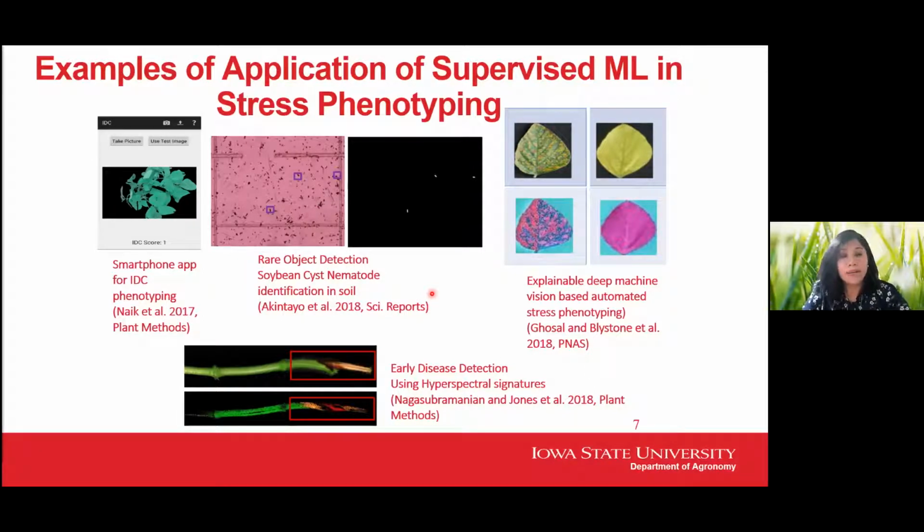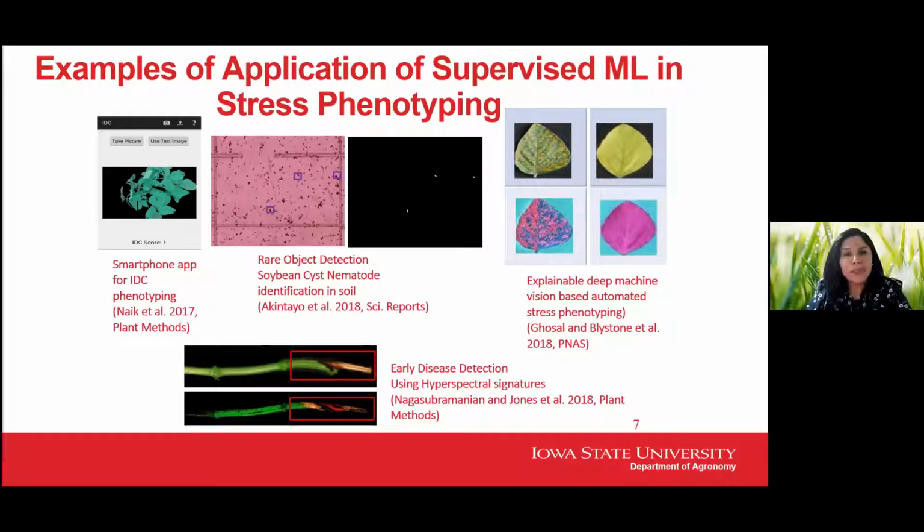Another application where we used supervised machine learning was multiple stress detection. I'll be talking about this example in the dataset and other slides. The main idea here was, can we use a deep convolutional neural network to differentiate 8 different stresses?